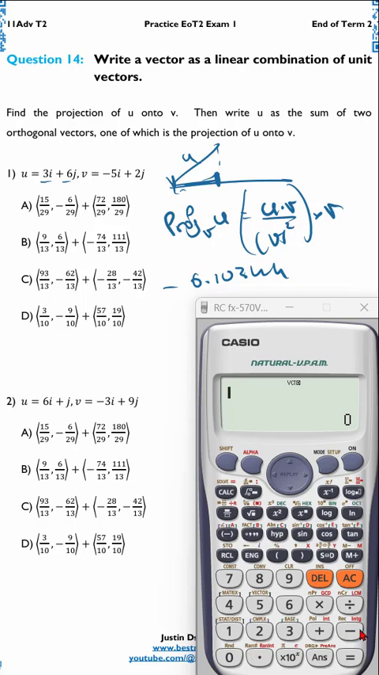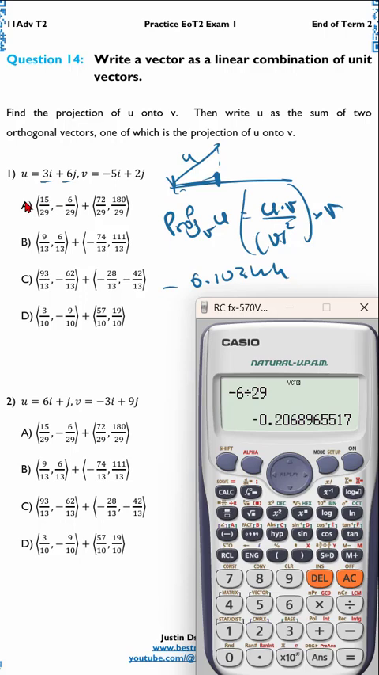We can check that by multiplying this negative 0.10344 times, what is the second value? 2. It should be negative 0.208. Let's check this. Minus 6 divided by 29 must be the same thing. Yes, it is the same thing. So this is the first answer.